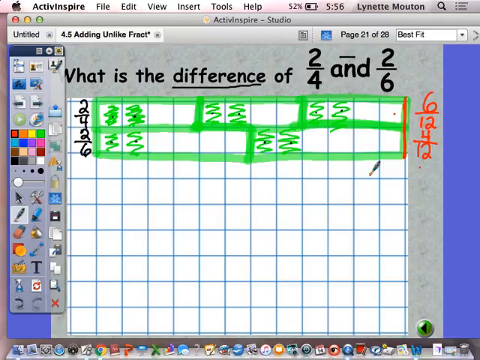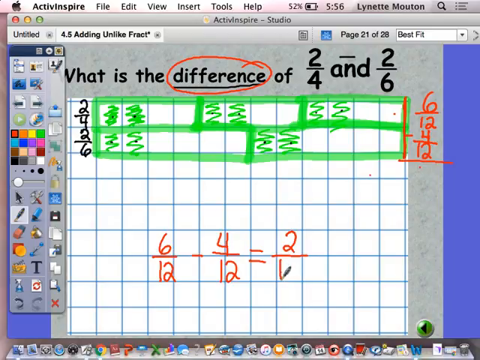And now it told us up here that we're finding the difference, so we need to subtract. Because our denominators are the same, we could just simply write them and subtract them. 6/12 minus 4/12. 6 minus 4 is 2. And then 12ths.